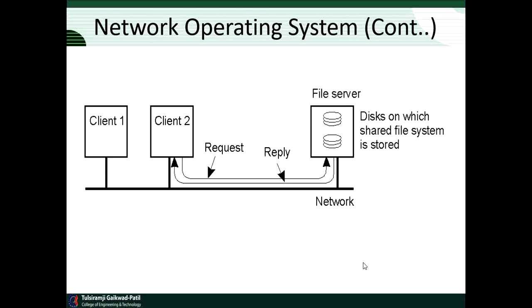So the concept of distributed system is like that: client 1, client 2 make requests to the server, and the server will reply accordingly to the client. So here the file server is connected to client 1 and client 2 through the network, and the disk on which the shared file system is stored is available with the file server. When the client makes a request, the network operating system will work for this, and accordingly it will give the reply to the clients, and they will get the data.